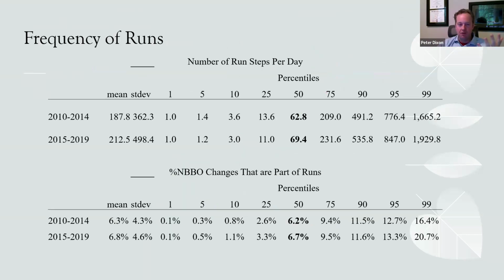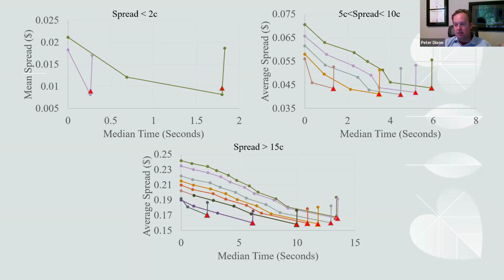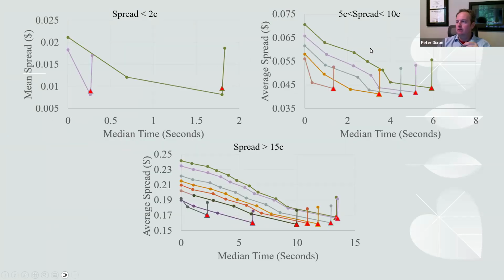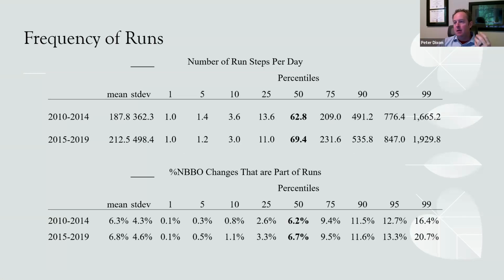And so how often are these runs? This is what the runs look like in real life. The first thing we looked at was the number of run steps per day. The mean stock has around 200 run steps. A run step is like, if a run is of length 9, it'll have 9 steps. If a run is of length 1, it has 1 step. The average is about 200, but there's definitely some right skewing, as you can see from the percentiles. The median stock has about 60 to 70 run steps per day.